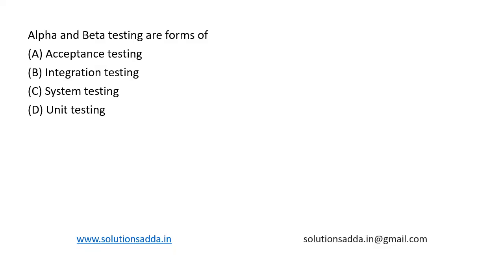Second one is integration testing. Integration testing is a second phase of software testing where individual units or the components are tested combinedly as a group. The third option is given as system testing. After the units and the components are integrated and tested, then system testing comes into play. And the fourth one is unit testing. Unit testing is the first phase of software testing where individual units or components are tested. And alpha and beta testing come under acceptance testing. So the correct option here is option A, acceptance testing.